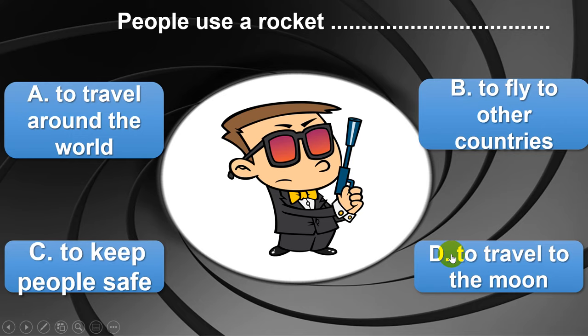Let's move to the last question of this game, everyone. Now, try your best. People use a rocket: A, to travel around the world; B, to fly to other countries; C, to keep people safe; or D, to travel to the moon.